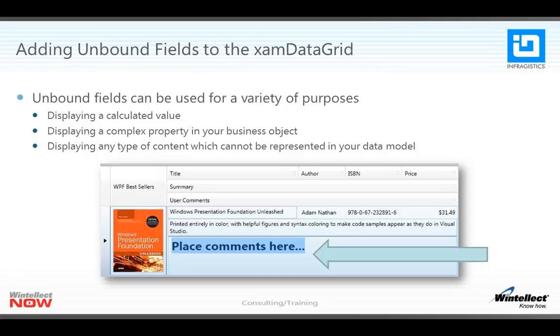Fields can be added to records which are not in the original source. These are called unbound fields. You can use unbound fields for a variety of purposes, such as displaying a calculated value, displaying a complex property in your business object, or displaying any type of content which cannot be represented in your data model, such as an interactive control.